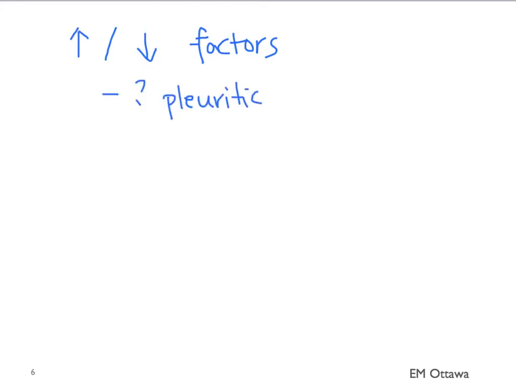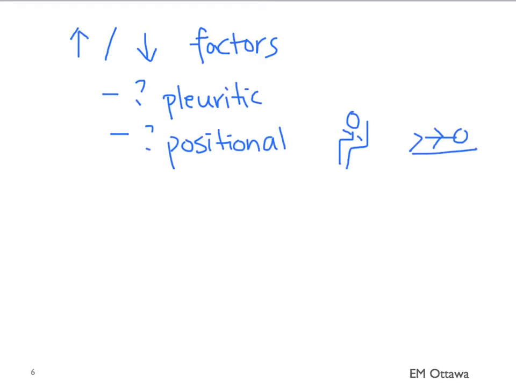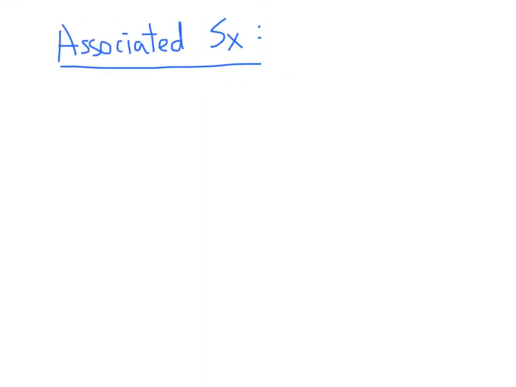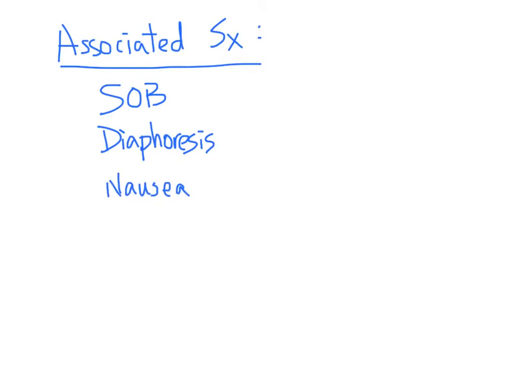We also want to know what makes the pain better or worse. Is the pain pleuritic? As in, is the pain worse when the patient takes in a big breath? Is the pain positional? Is the pain different if the patient is lying down versus sitting up? Is the pain worse or better with exercise? Is the pain better or worse with rest? We also want to ask about associated symptoms. They include shortness of breath, diaphoresis, nausea, and presyncope.